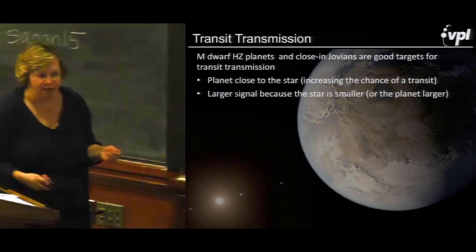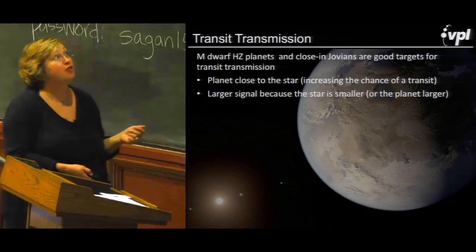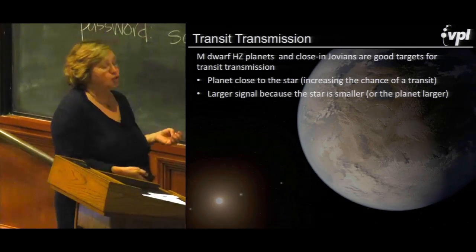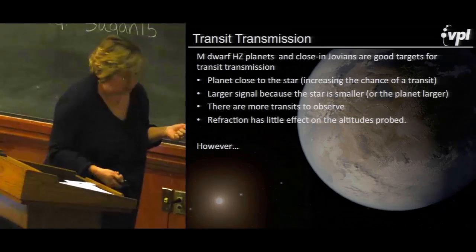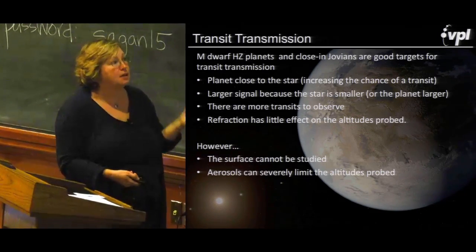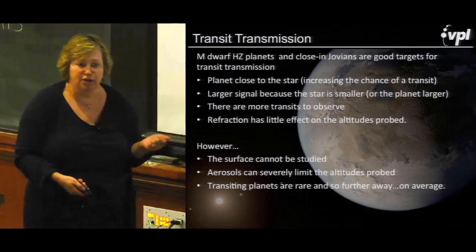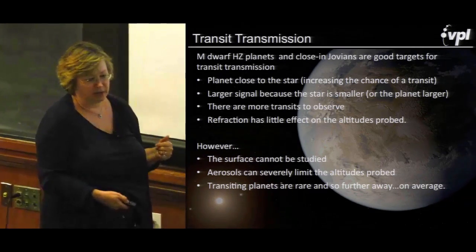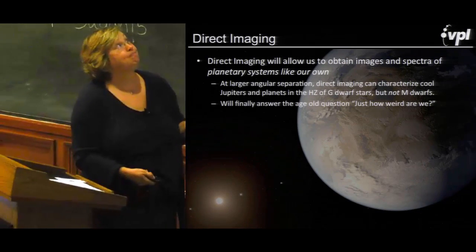So just summarizing that, again, sort of for posterity on the website and so on, but basically M-dwarf habitable zone planets and close-in Jovians are good targets for transit transmission for all of the reasons that you probably already know and that Heather went over. However, the surface can't be studied, aerosols can severely limit the altitudes probed, and transiting planets are rare and so further away from us on average. So if we want a nearby planet to study, you would like to not have to rely on getting a transit observation.